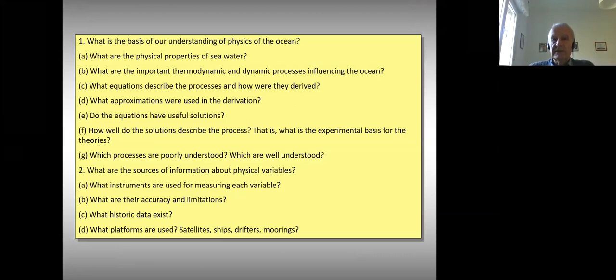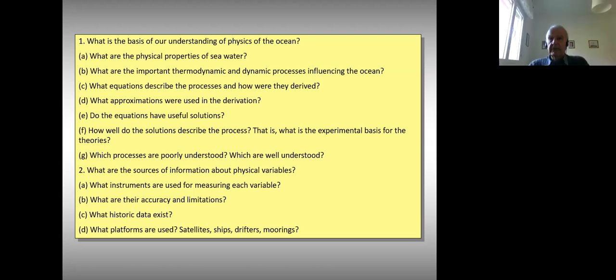There are a number of questions, a number of things that we ask when we want to understand the physics of the oceans. First thing is, what are the physical properties of seawater? The physical properties of seawater are those which are related to the physical state of the ocean, of the seawater. So these are temperature, salinity, density.